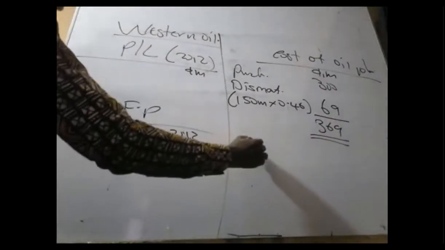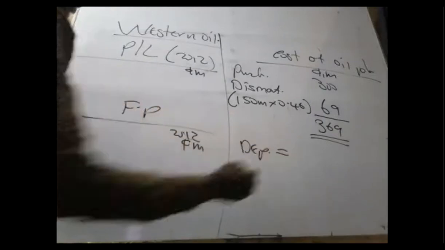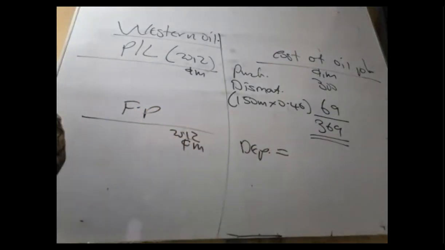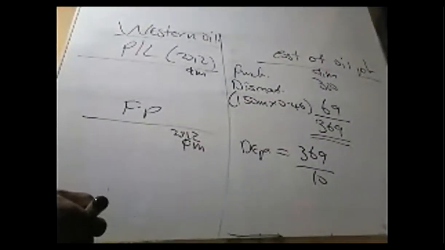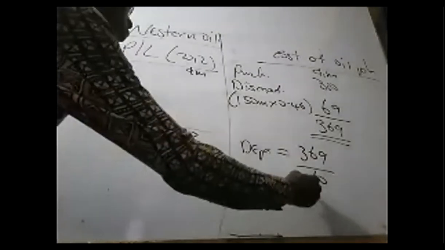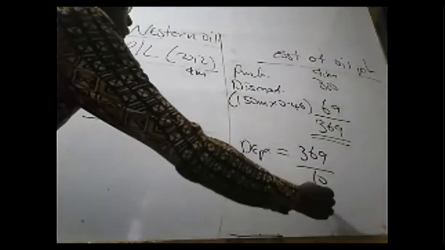Depreciation. It is gone back. So basically, depreciation based on what? 369 divided by 10, right? Now probably give us 36.9. 36.9. That is a depreciation charge.